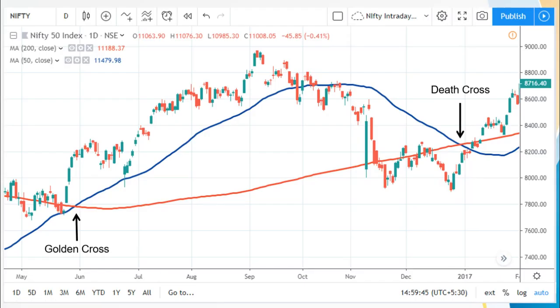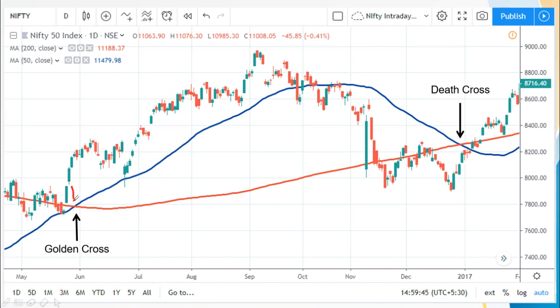So here, to get an idea of how the golden cross and the death cross will appear on a candlestick chart, we've applied it on the Nifty 50 index one-day candlestick chart. Each candlestick indicates one day, and we can see how the golden cross and the death cross would appear in it. The blue line here indicates the 50-day moving average, and the red line indicates the 200-day moving average.